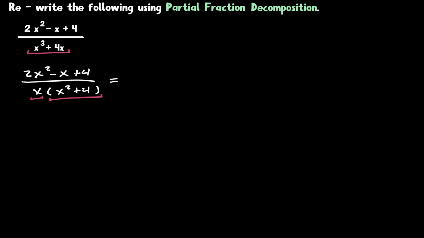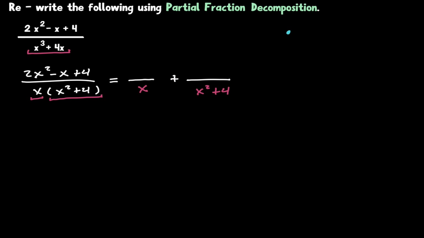So I'm going to use each of those expressions as the denominator of some new fractions. I'm going to have a new fraction that has a denominator of x, and another fraction which has the expression x squared plus 4 in the denominator. And that's our setup. But now we encounter a problem. What are the numerators for each of those fractions? Now let's talk about the process to find those.